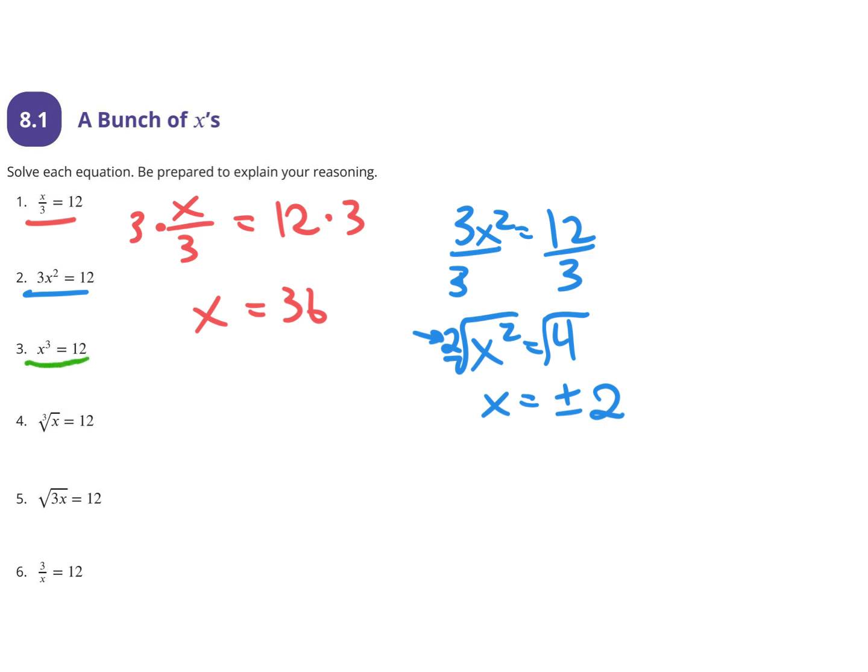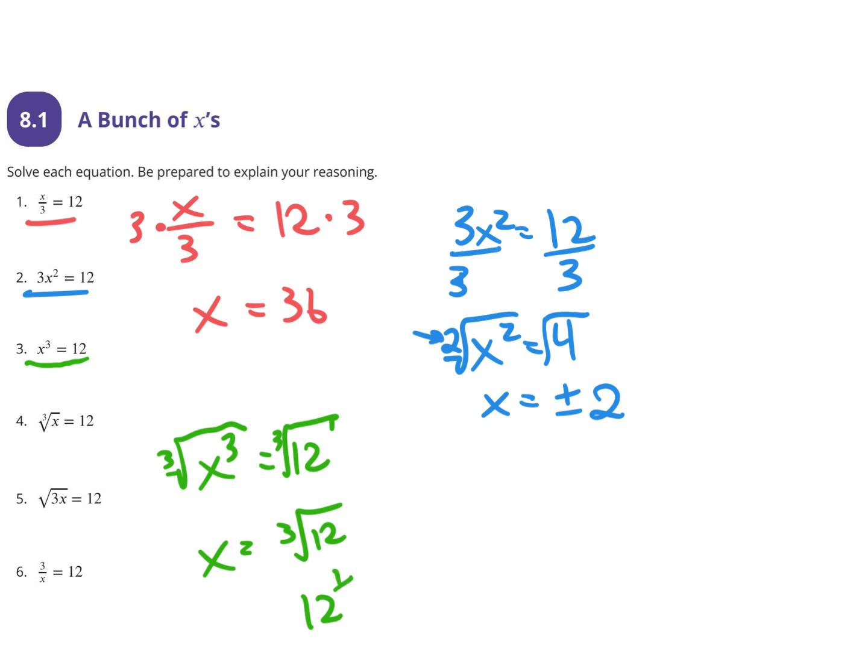Okay, x cubed equals 12. To get rid of a cube, you take the cube root. So now you have to write the 3 on the index, and x equals the cube root of 12. This is an exact number. We're going to leave it like this, or you could write it as 12 to the 1/3.